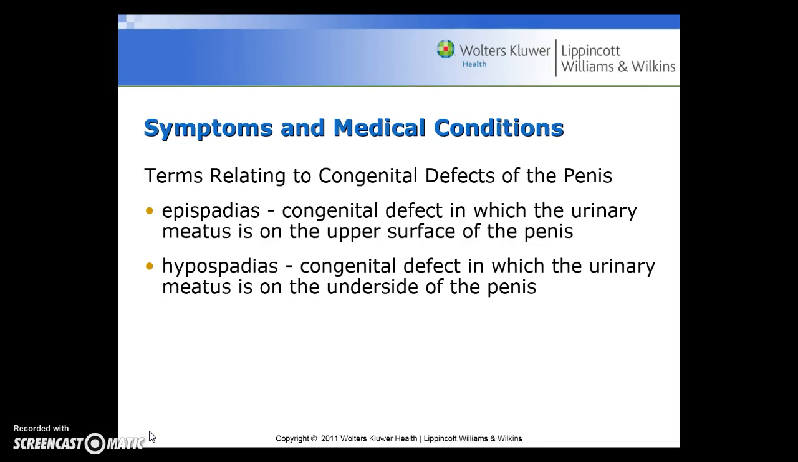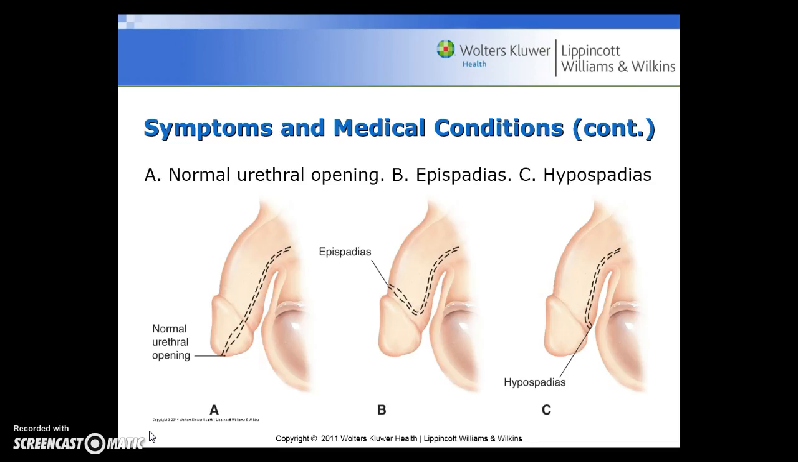Epispadias is a congenital defect in which the urinary meatus is on the upper surface of the penis. And hypospadias is a congenital defect in which the urinary meatus is on the underside of the penis. We're going to see a picture of those.